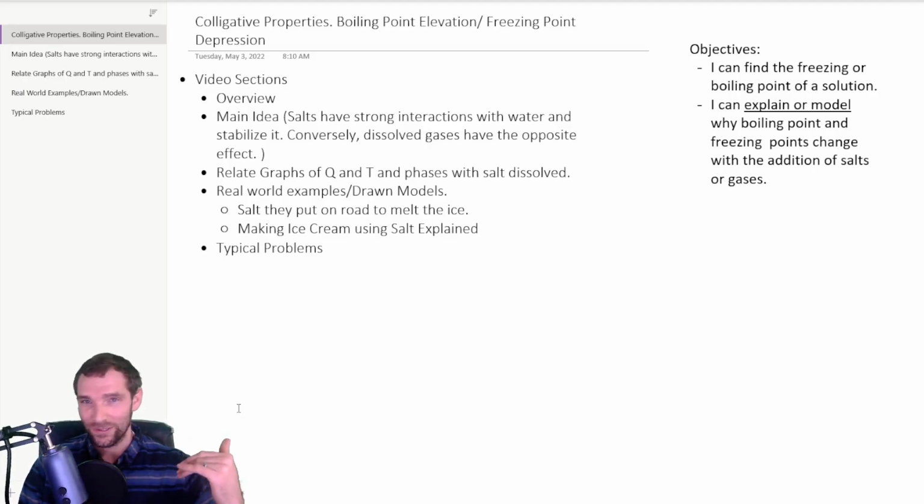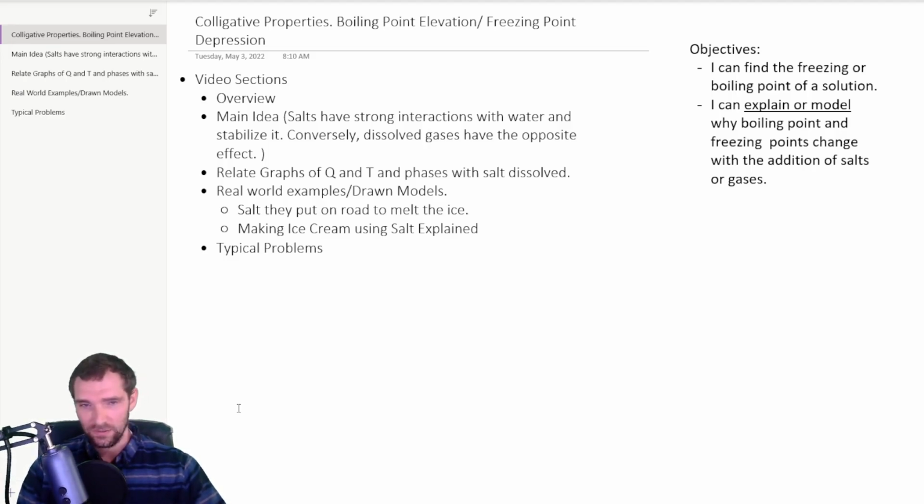Is the boiling point going up or down? It's kind of hard to remember unless your teacher tells you, or you can reason through it. So I'm going to help you with a little bit of thinking through that. And then we're going to also think about what's going on with the energy and some graphs and look at some real world examples and some models to help understand what's going on with that.